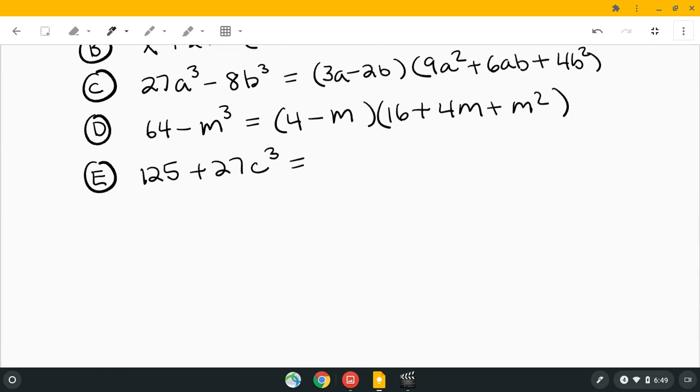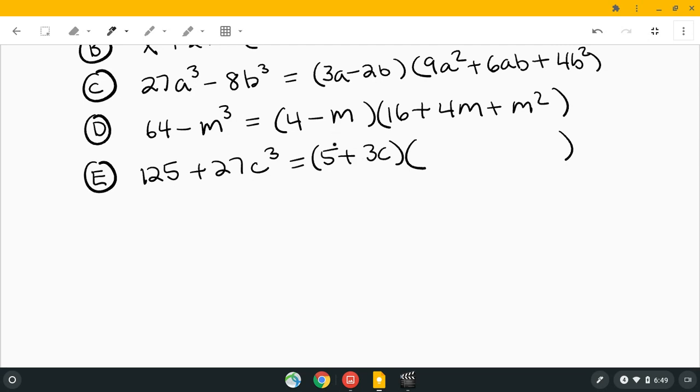Okay, so here, identify what is being cubed. So over here, that would be 5. It's going to be plus. And then over here, this would be 3c. Okay, so now we can come up with our trinomial using our binomial.